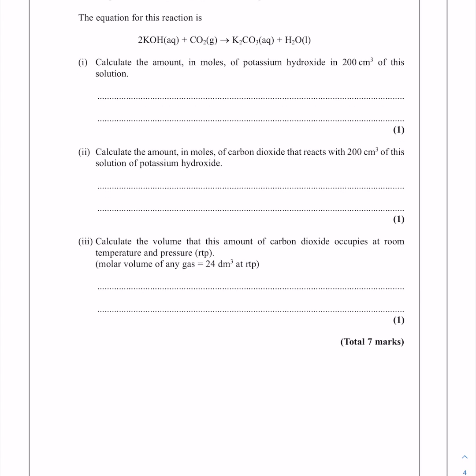Question B. A different solution of potassium hydroxide of concentration 2 mole per cubic decimeter was used in an experiment to react with carbon dioxide. The equation for this reaction is 2 potassium hydroxide plus carbon dioxide gives potassium carbonate plus water. Calculate the amount in moles of potassium hydroxide in 200 cubic centimeter.